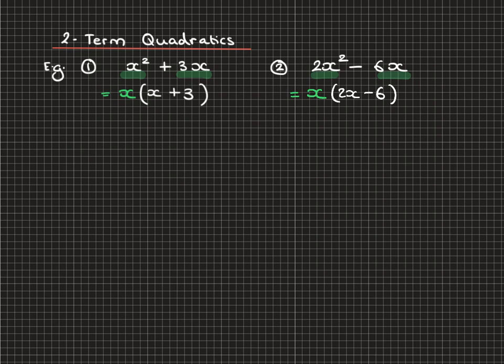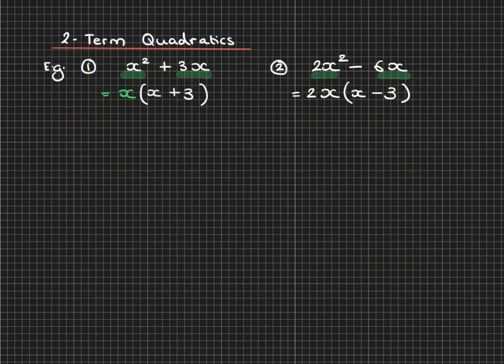It's a partial factorisation, isn't it? Because, of course, there is a common factor of 2 as well. So really, if we were going to factorise this properly, we would need to take both 2 and x outside a bracket, and then inside the bracket it's simply going to be x minus 3. So if you have two-term quadratics where both terms have a common factor of, for example, x, you only need one bracket for the factorisation.